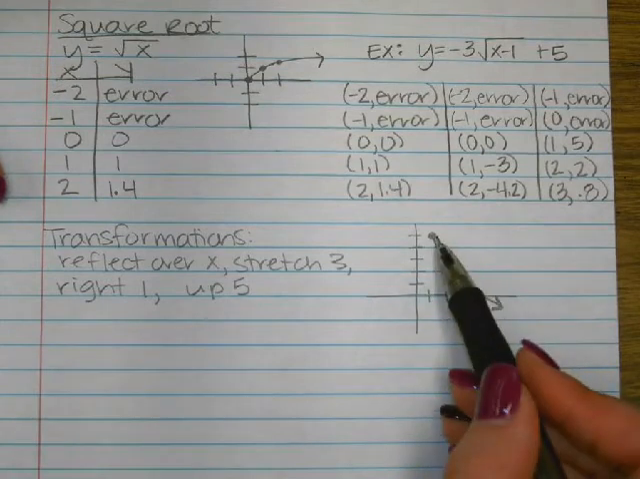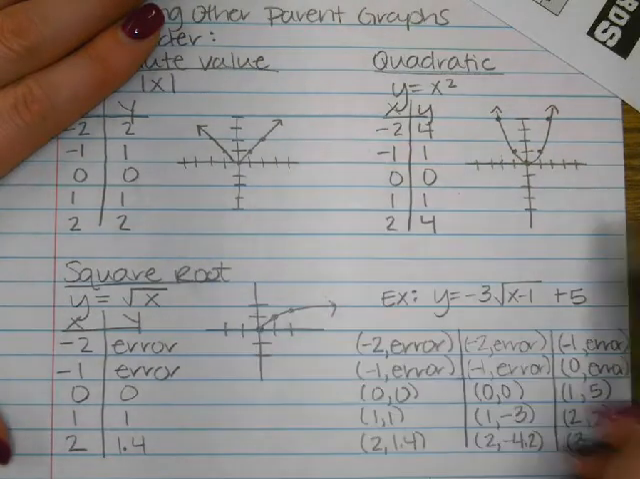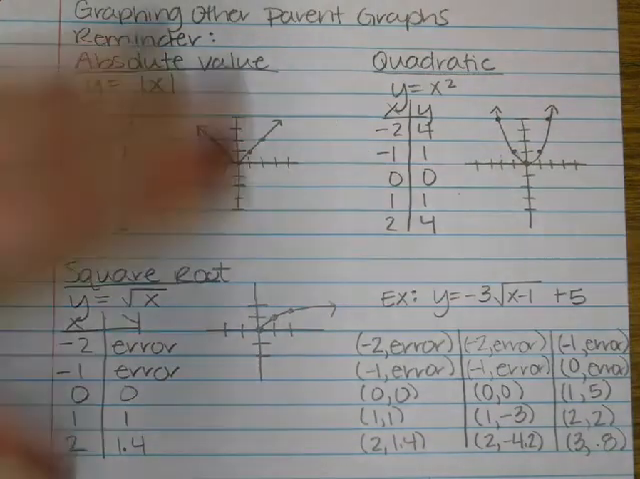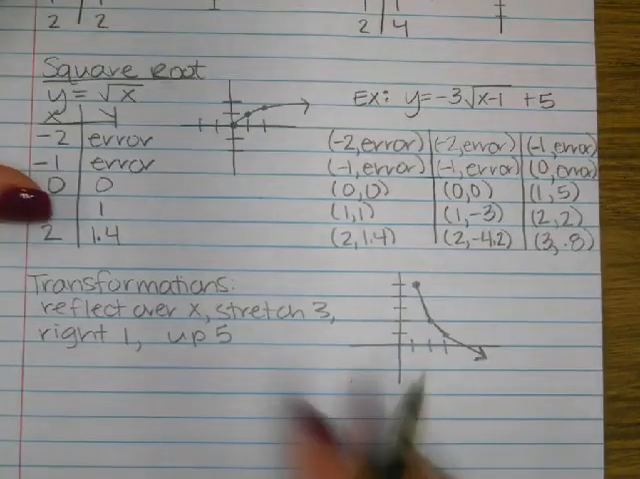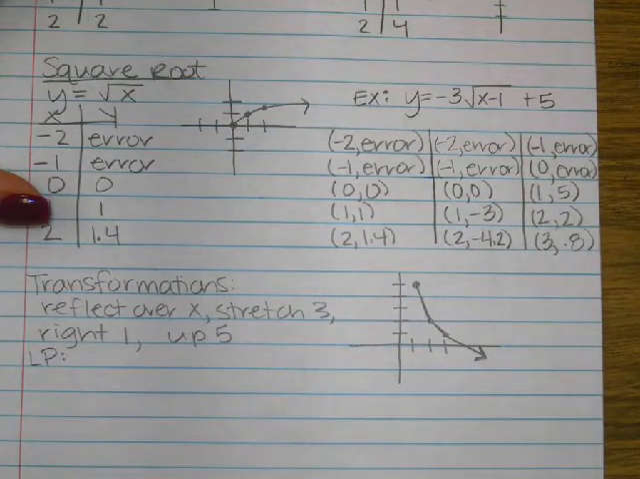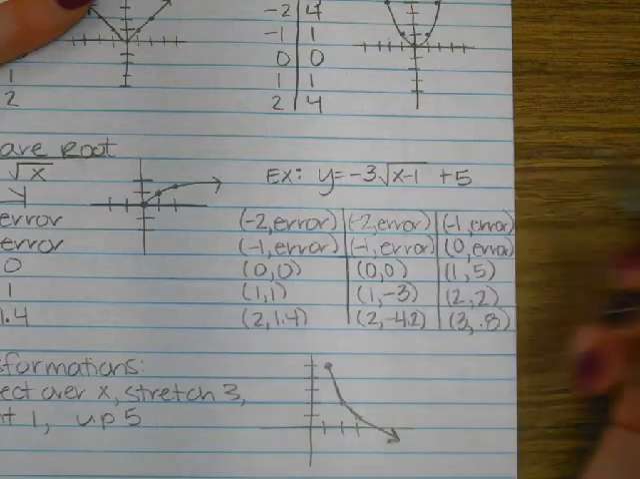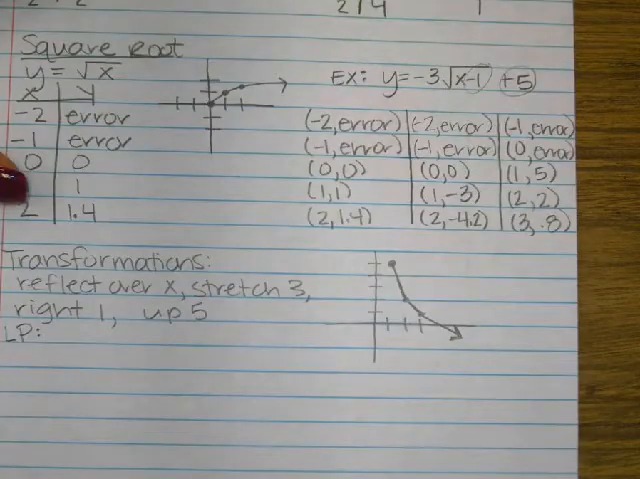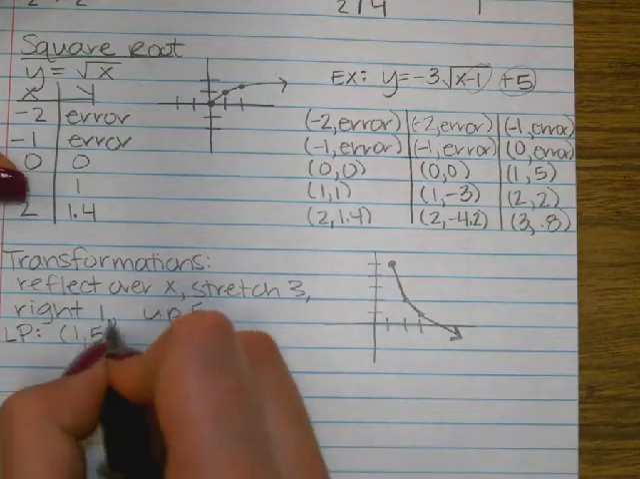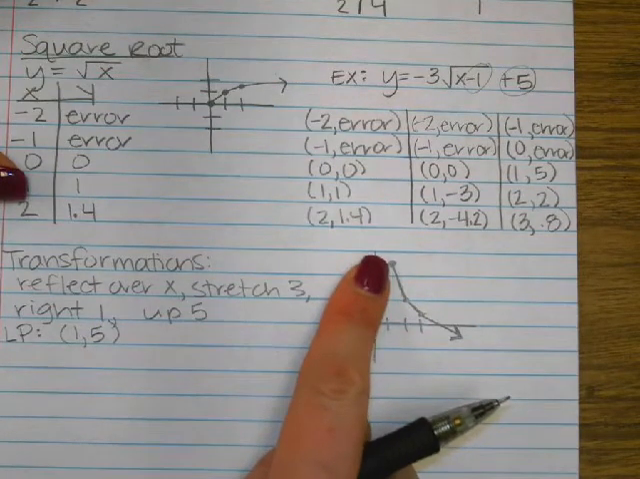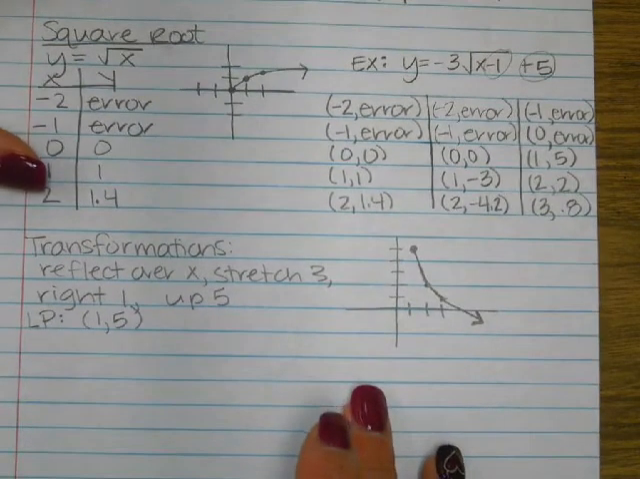Now this graph does not have a vertex. A vertex is supposed to be where you switch from decreasing to increasing, or vice versa. So we are not going to have a vertex. However, we are going to have what I like to call a locator point. I'll do LP for short. And the locator point you can find the same way that we did before. So this locator point would be +1, +5. So our locator point is +1, +5. And you'll notice that our locator point in these pictures is where the graph starts. It's this point right here. And you're going to use it for the same things that we did last time.